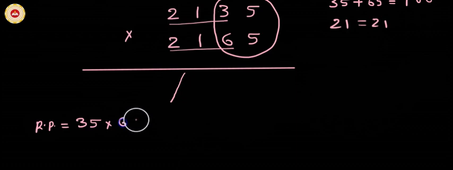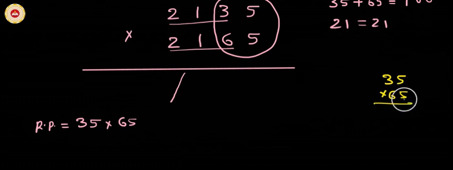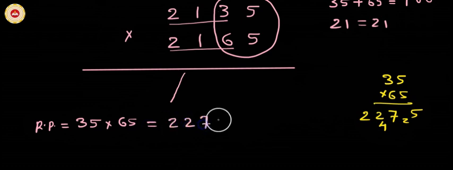35 multiplied by 65. Two digits. Let us use the Urdhva Tiryak method. 5 fives are 25. Write 5, carry 2. 5 threes are 15 plus 6 fives are 30. 30 plus 15, 45 plus 2, 47. Write 7, carry 4. 6 threes are 18 plus 4, 22. 2275. Right part is 2275.